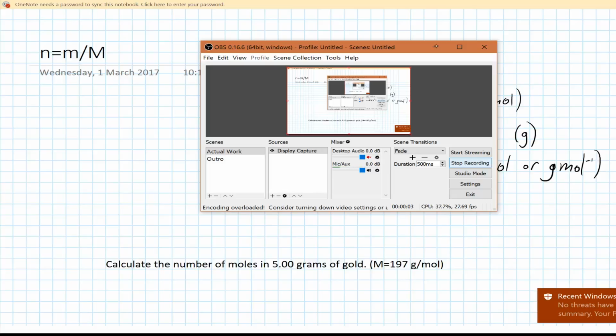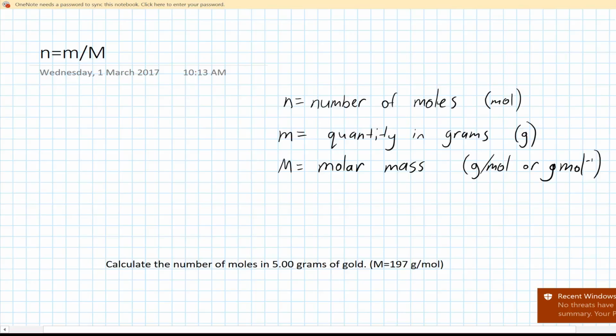We can use molar mass to figure out how many moles we'll have in a certain amount of substance. And the formula we use to figure this out is n, which is the number of moles, is equal to lowercase m, which is the mass, like how much we actually have of whatever this substance is, and we divide that by the molar mass, which is measured in grams per mole, which is how much 1 mole of that substance will weigh.